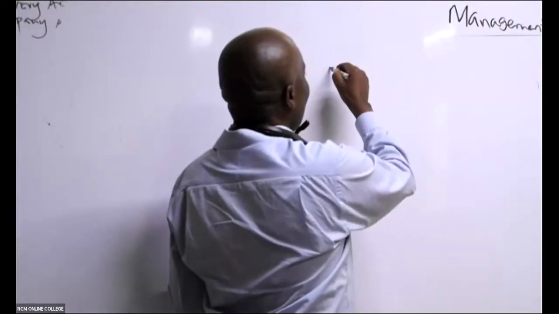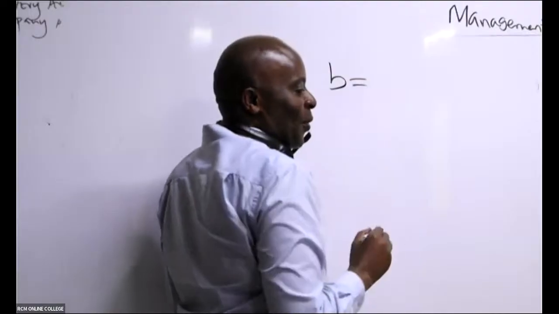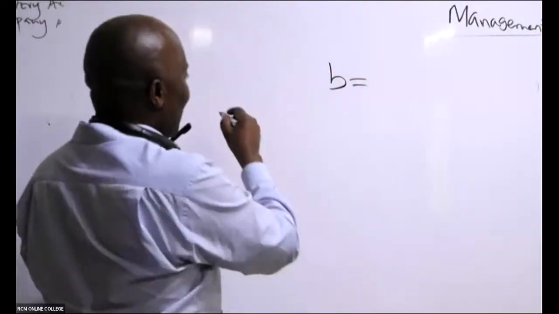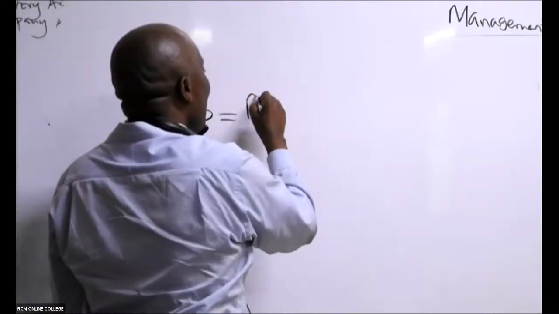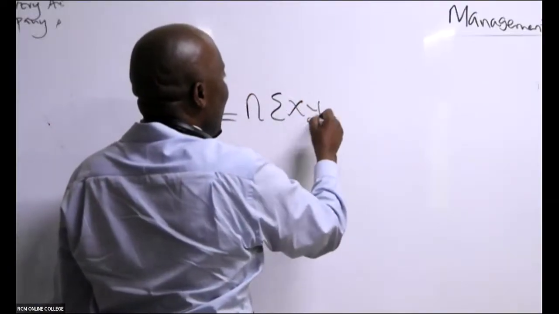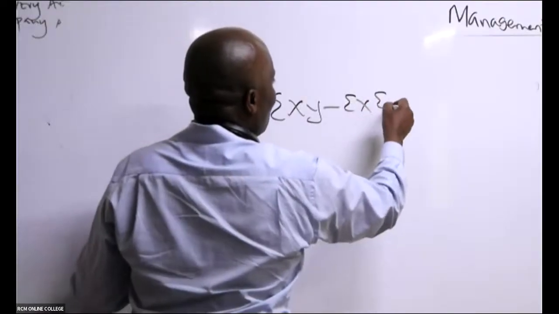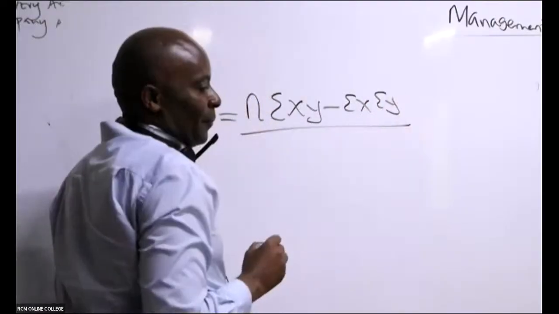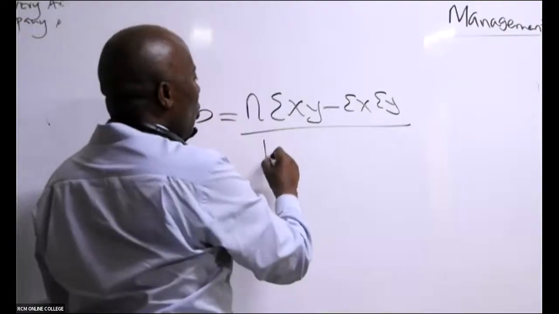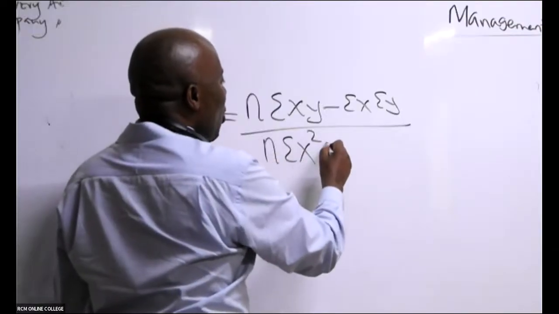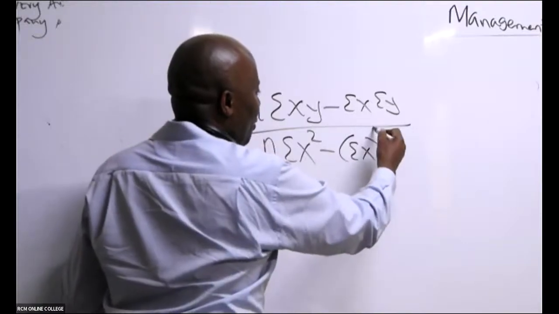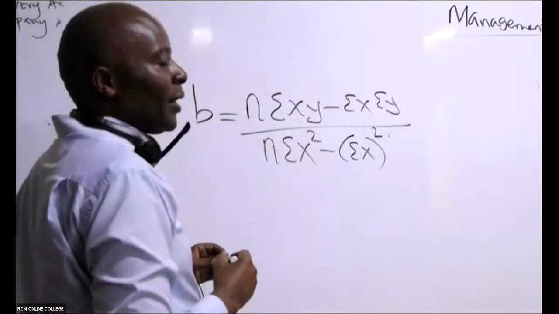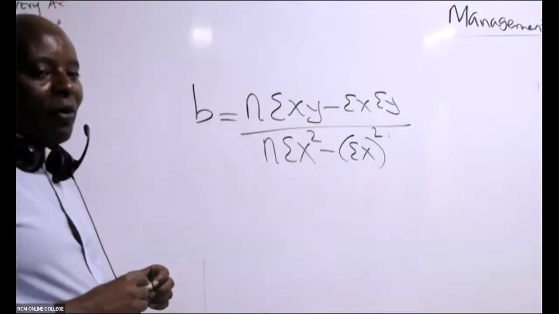So, ladies and gentlemen, we start with b. How do we get this b? Using regression analysis, to get b we normally take n summation of xy minus summation of x times summation of y, all over n summation of x squared minus the square of summation of x. That is how we get our b.